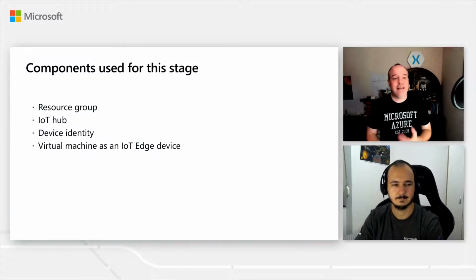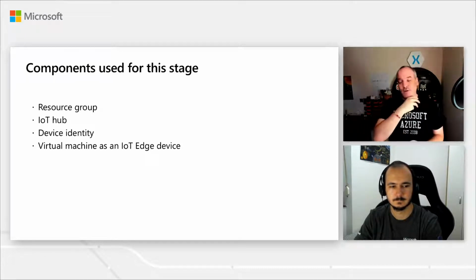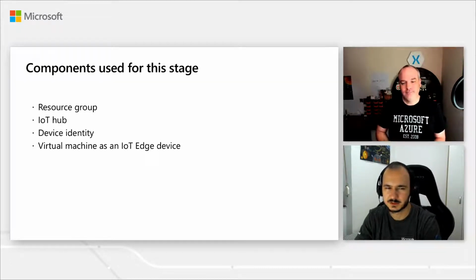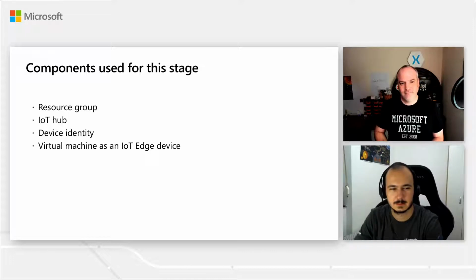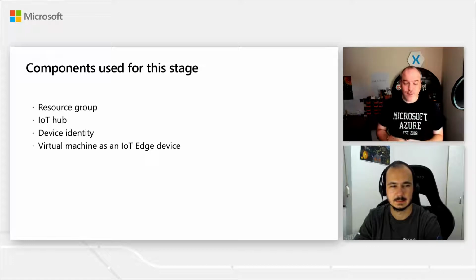And to make this happen, we need to configure 4 components. We need to configure the resource group, the IoT Hub, the device identity, and the virtual machine. Resource group and device identity. What exactly are those? Good question.